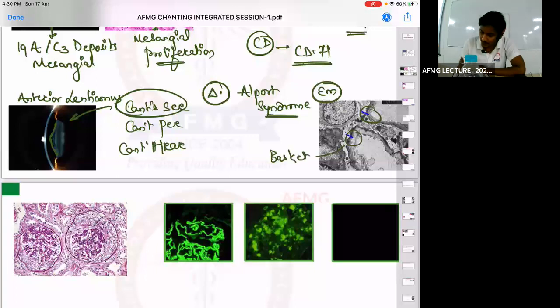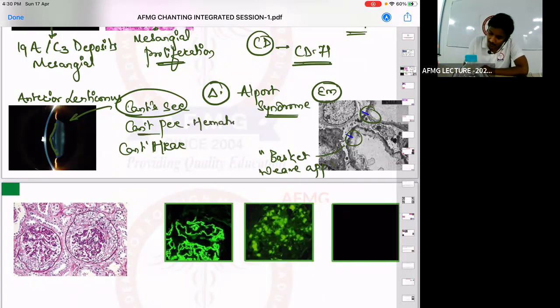So, which appearance is seen in Alport on electron microscopy? Basket weave appearance. Okay. As the glomerular basement membrane is damaged, the patient will present to you with complaints of hematuria. This explains the can't pee component. And can't hear because the child will suffer from sensorineural hearing loss.